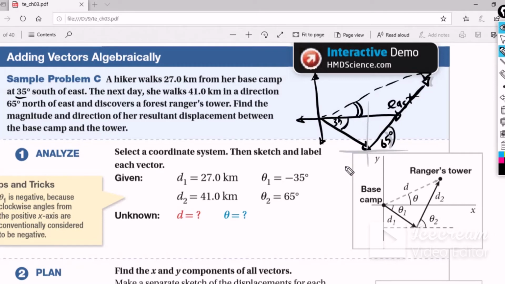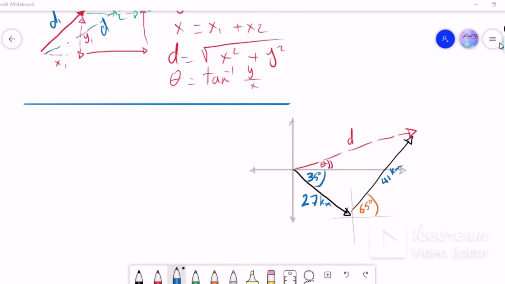Let's go to the board to understand how we can solve this problem. To understand this problem, we should draw it. We'll draw it again like that. Now this is the angle 35 for this one, and let's give names to each part. Let's name this one d1. Now d1 equals 27 kilometers, and the direction for this one is 35. We want to find the components for this vector. How are the components for this vector? It will be like that.